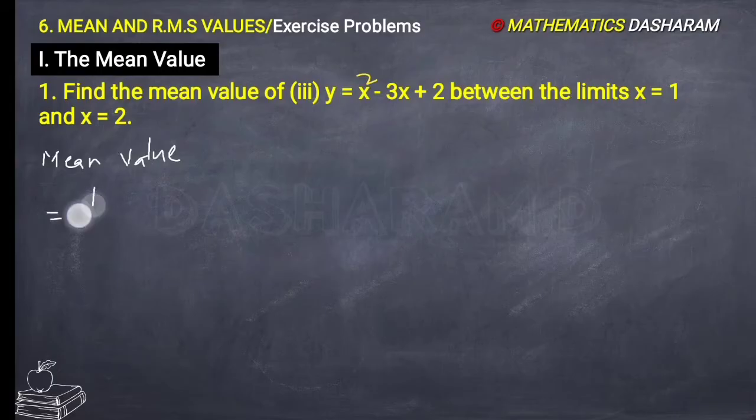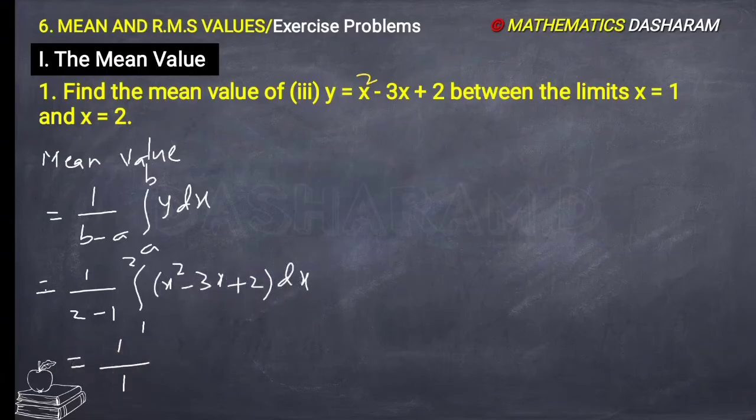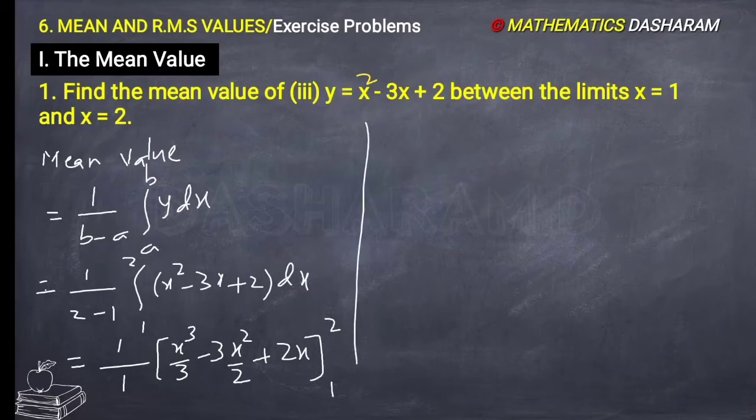The mean value formula: 1 by (b minus a) integration a to b y dx. So 1 by (b value 2 minus a value 1), integration 1 to 2, y value x square minus 3x plus 2 whole dx. So it is equals to 1 by 2 minus 1 is 1, and the integration of x square is x cube by 3 minus 3x square by 2 plus 2x, and the limits are 1 to 2. Substitute the upper and lower limit: 2 cube by 3 minus 3 into 2 square by 2 plus 2 into 2.